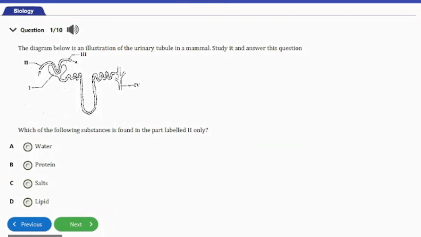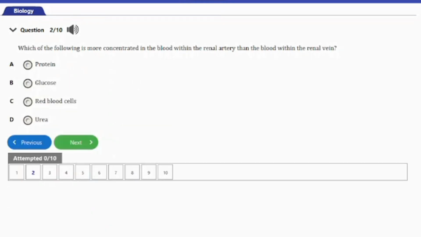Let's go ahead and consider the next question. That's question number 2, guys. It says, which of the following is more concentrated in the blood within the renal artery than the blood within the renal vein? We have A, protein, B, glucose, C, red blood cells, D, urea.